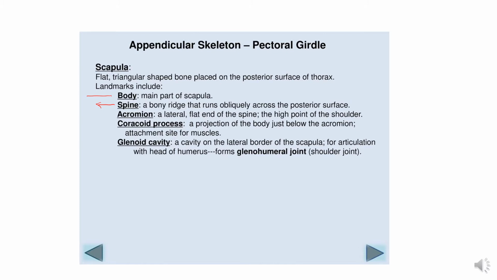Then the glenoid cavity, a very important part of the scapula. It is a cavity on the lateral border of the scapula, above the lateral border of the scapula, for articulation with the head of the humerus, and this forms the glenohumeral joint or the shoulder joint.